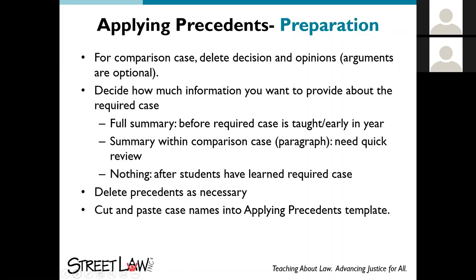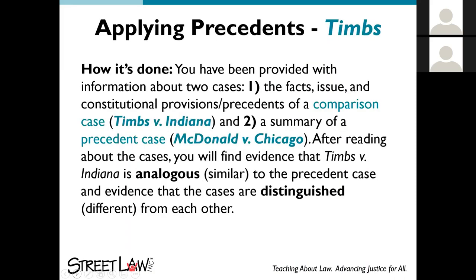If you've really taught your students McDonald, or it's towards the end of the year and you really want to see if they know it well enough to perform well on the FRQ3, maybe you give them nothing about McDonald. Maybe when you give them the information for applying precedent, you even delete the paragraph about McDonald, because at this point they should have that information internalized. So you don't have to supply them with it. And then you can just cut and paste the names into this template.